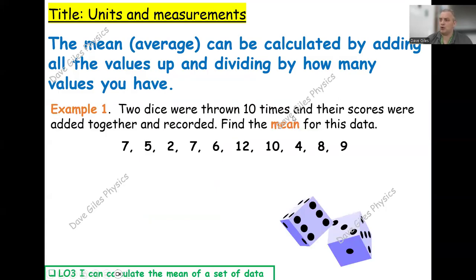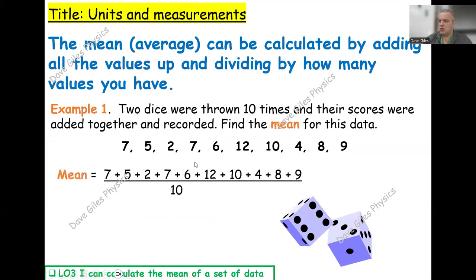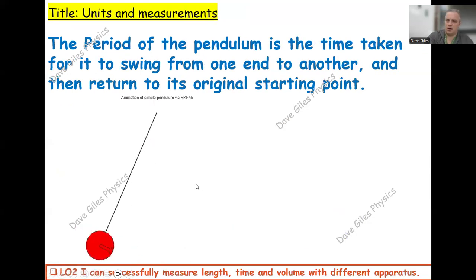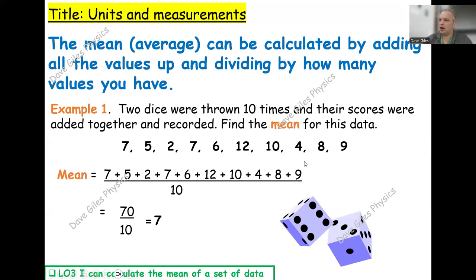So 2 dice were thrown 10 times, and their scores were added together and recorded. Find the mean for this data. So add them all up. There's 10 results. Divide by 10. I get 7.